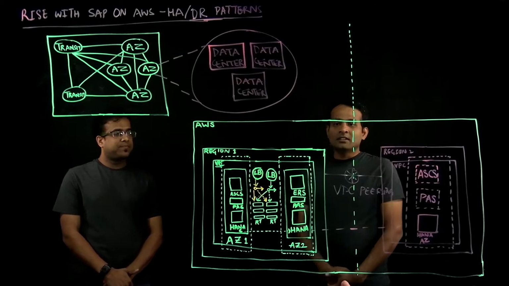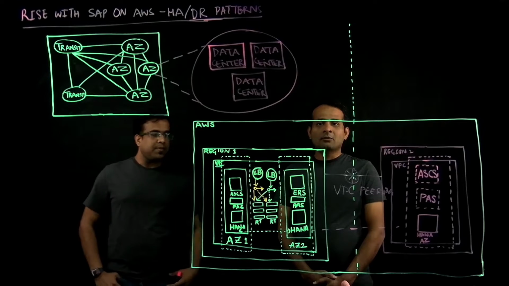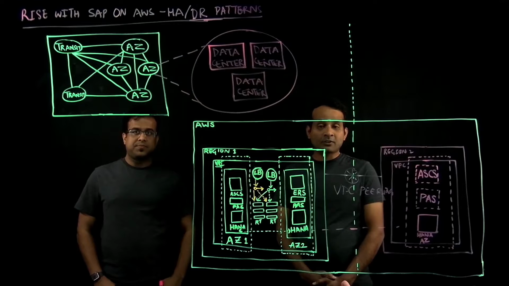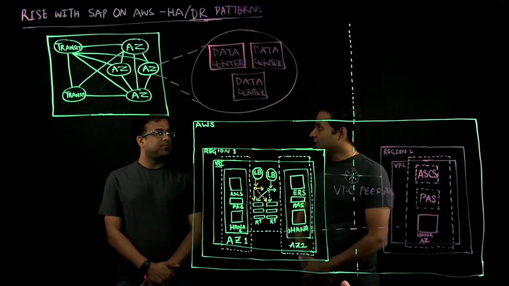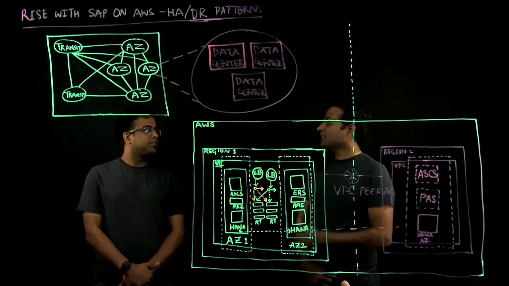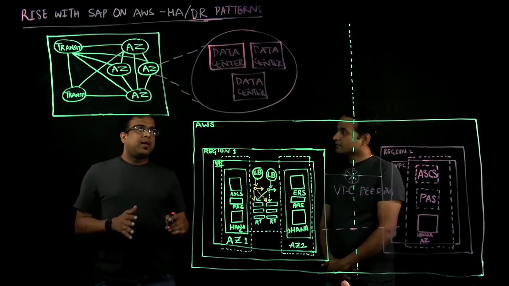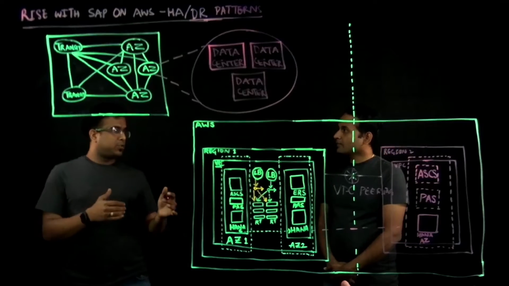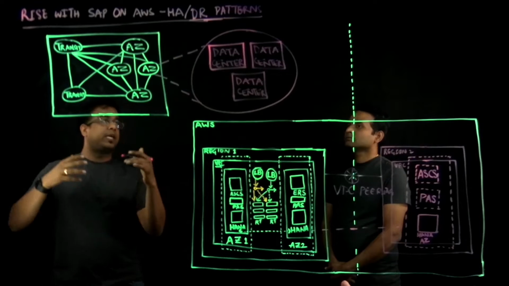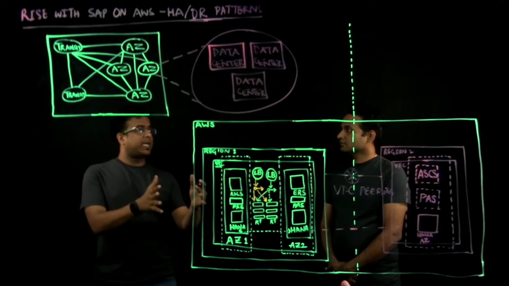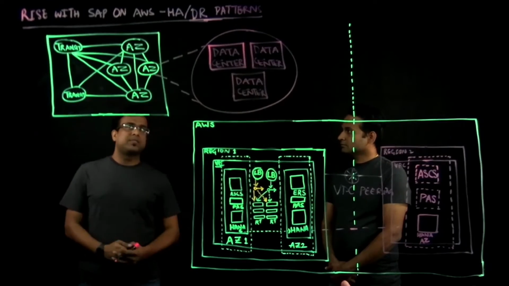Thank you, Sunny. Today we are going to talk about RISE with SAP on AWS HA and DR patterns. We'll be focusing on DR patterns first and then we'll come to HA patterns. So Sunny, can you please help us to understand the disaster recovery options that are available for customers that choose RISE with SAP on AWS? Sure, Sreenath. RISE with SAP on AWS HADR, there are different options. But before we jump into that, I would like to explain the AWS global infrastructure, which led to different designs or different options availability for HA and DR for RISE with SAP on AWS.